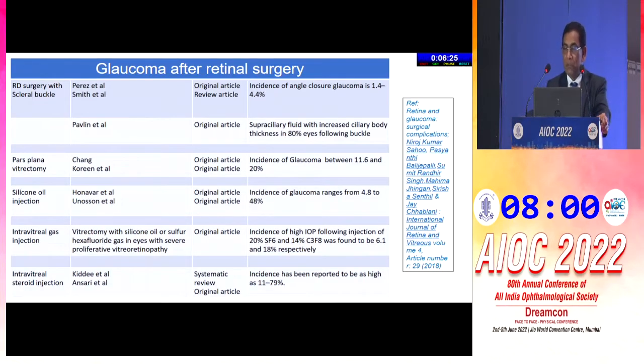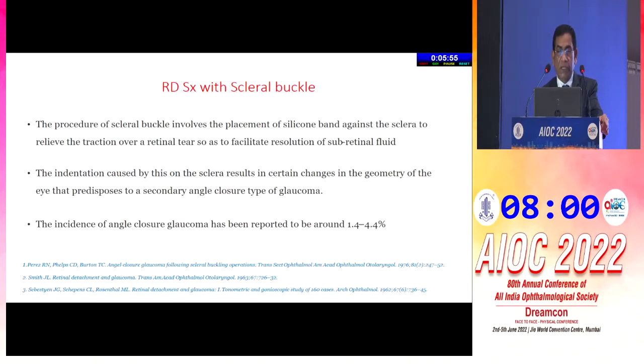Now, Dr. Niroj Kumar et al. found in a study the percentage of glaucoma after RD surgery. It is about, you can see here, 4.4%. Pars plana vitrectomy may produce up to 20% glaucoma. Silicone oil injection can produce 4.8 to 48%. Intravitreal gas injection up to 20%. Intravitreal steroid injection can produce glaucoma in 11 to 79%.